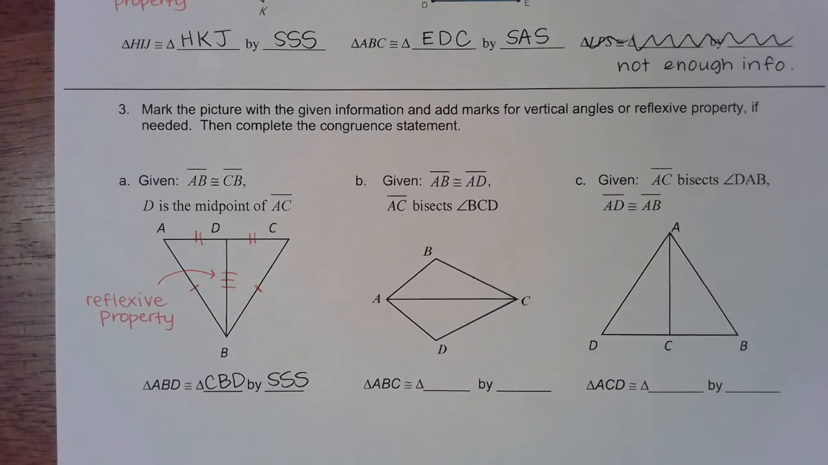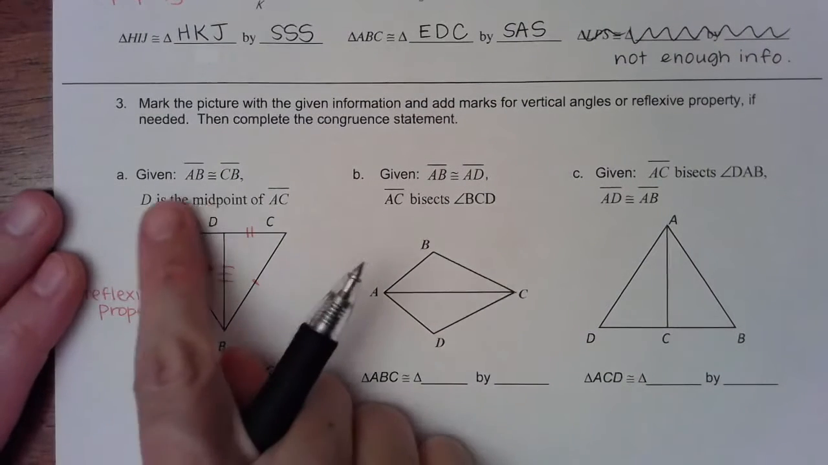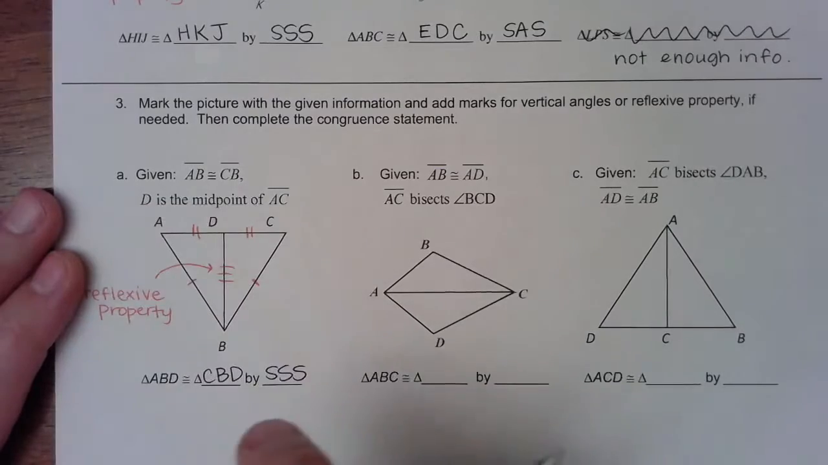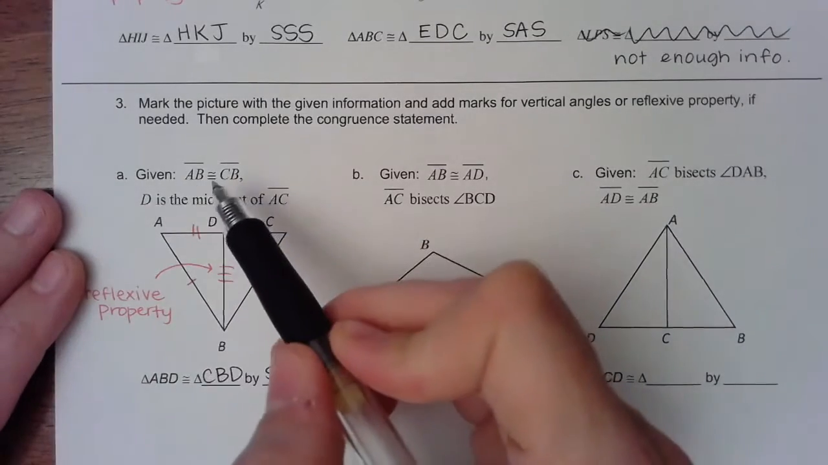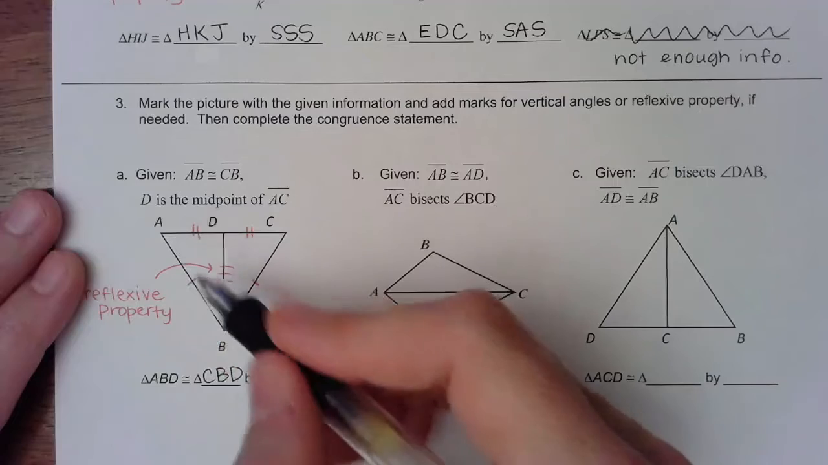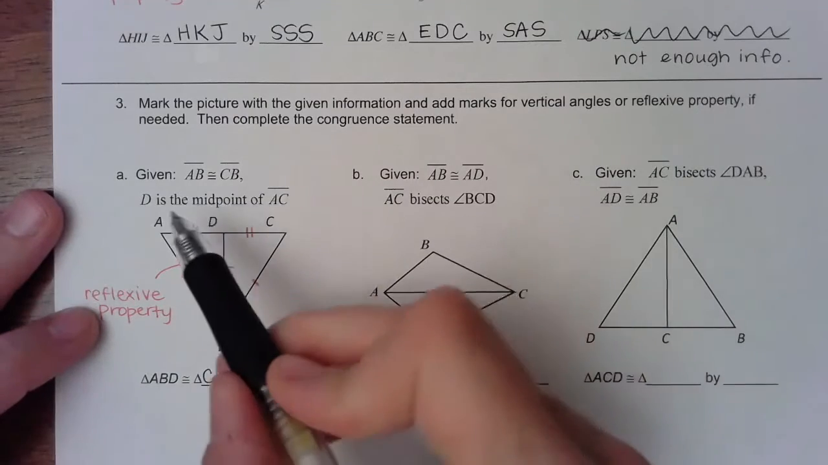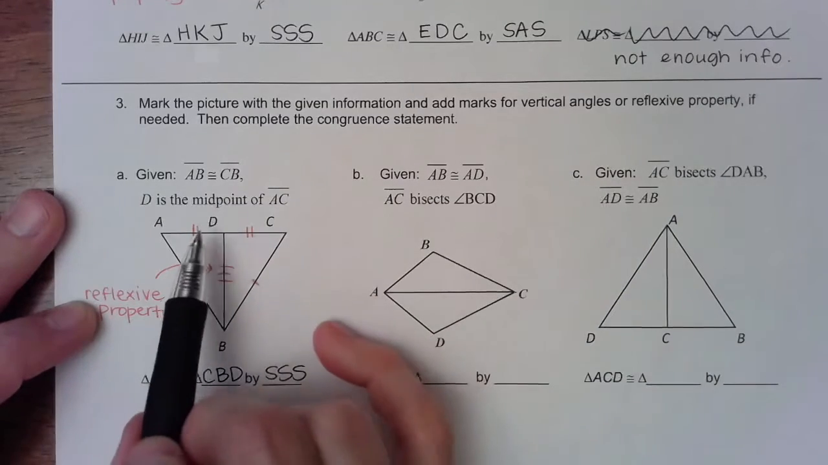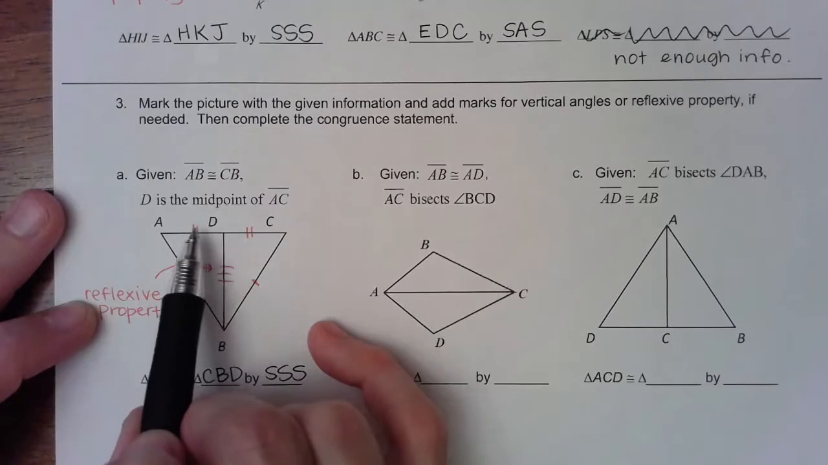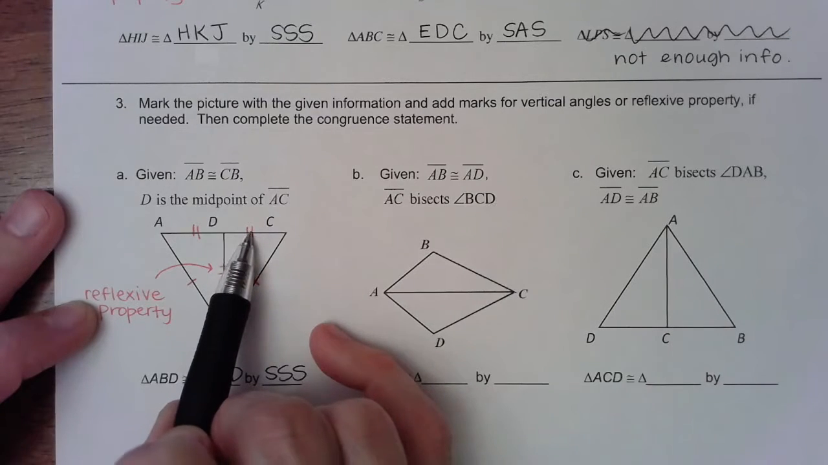And question number 3 has us practicing very similarly. On this one, we have to put all the markings on the picture ourselves, though. So we're told that AB is the same as CB, so we can add these markings onto the picture. We're told that D is the midpoint of AC, so midpoint means it's in the middle, so that means this piece is the same as this piece.